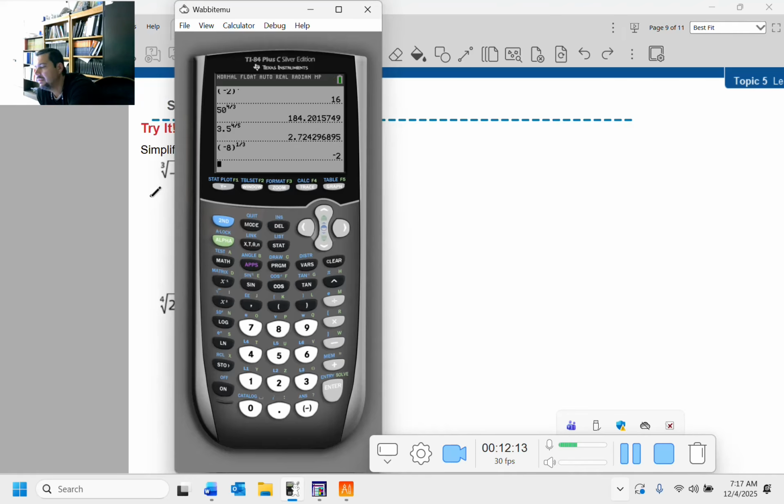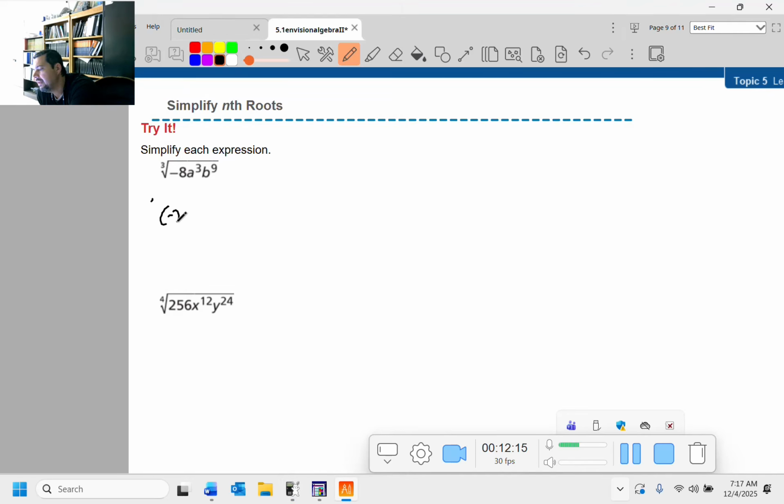Who would have thought? So what we have here is -2 cubed. That's the power; the root is 3. A cubed, power is 3, root is 3. B to the 9th, power is 9, root is 3. And then we can simplify. We get -2ab cubed.